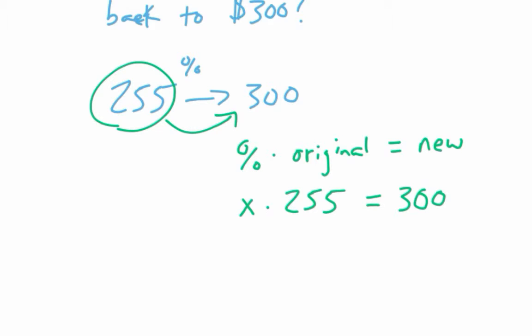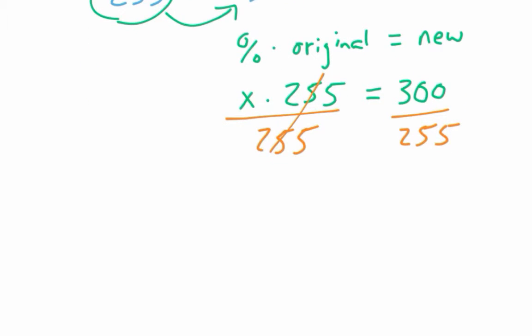So the problem ends up getting set up that way. Now if we're trying to solve for X, trying to solve for that percent, we divide by 255. That'll isolate the X, and X ends up being 1.176 if I do a little bit of rounding. Now if we think about changing that to a percent, we have to move that decimal 2 places again. We move it that way.